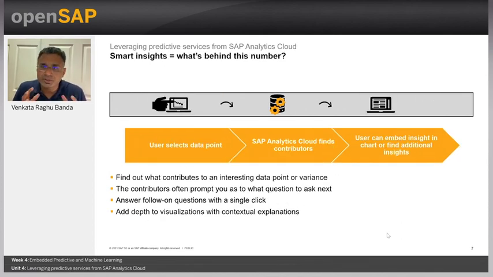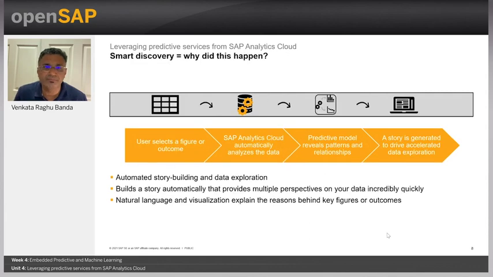Now that you have the insights, how can you make these insights much smarter? For example, I would like to know what is behind a particular number. You see different kinds of charts. The user selects a particular data point, and now you want to dive into that and find who the top contributors are, who the influencers are. The user can embed insight in a chart or find additional insights. So that is the second aspect of it.